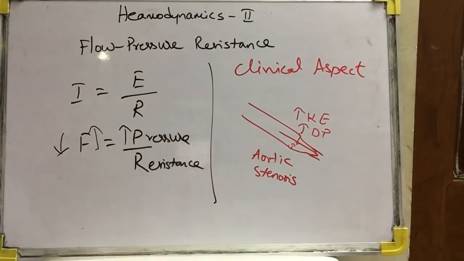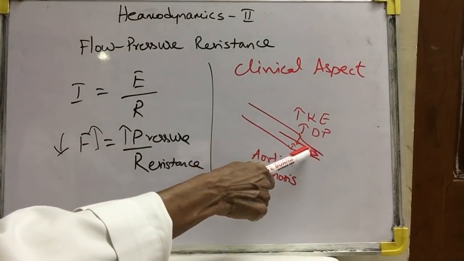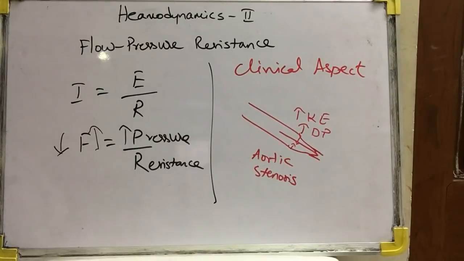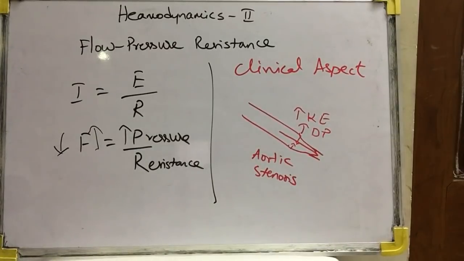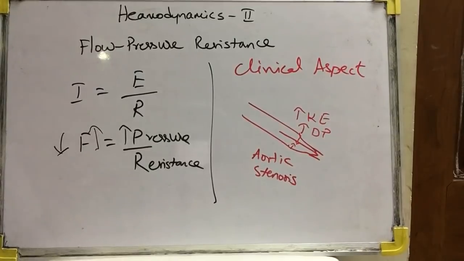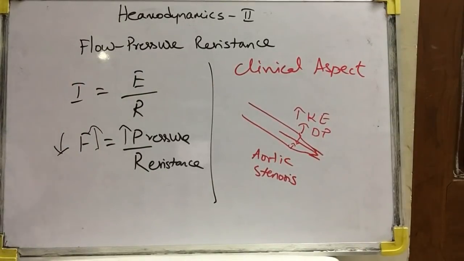Whenever the aorta is narrowed, whenever there is stenosis of the aorta, that will increase the flow of blood, and that increase in the flow of blood will increase the kinetic energy of the flow, and that will in turn increase the dynamic pressure. Since the dynamic pressure is increased, according to Bernoulli's principle, if one pressure is increasing, the other pressure will decrease. If the dynamic pressure is increasing, then the lateral pressure is decreasing to maintain the constant total pressure, isn't it?